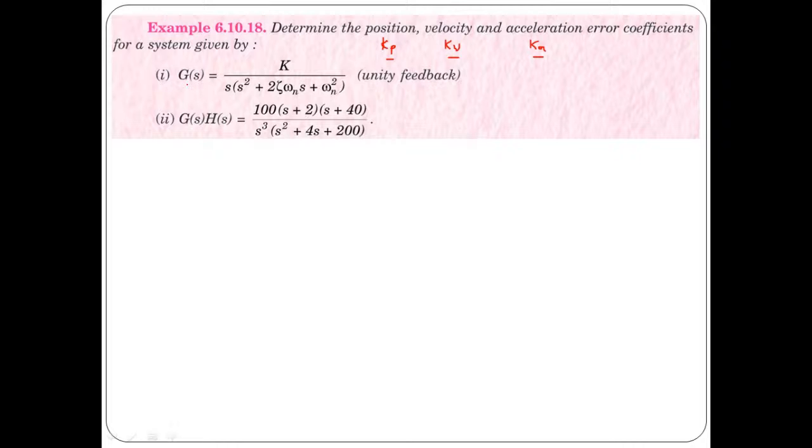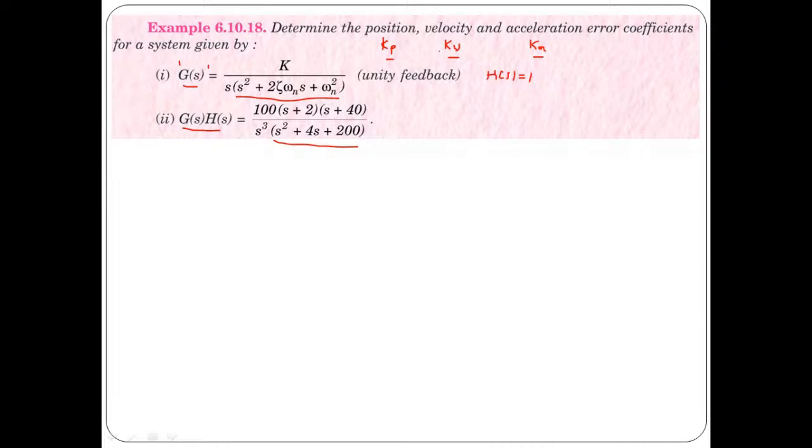So here we have G of s, and here it is mentioned that it is a unity feedback system, hence the value of H of s is going to be 1. So if you simply take the product of forward path gain and feedback path gain, it is going to be G of s into H of s, which is K whole divided by s in bracket s square plus twice zeta omega n s plus omega n square. That's it. And second is the open loop transfer function of the system, G of s into H of s equals 100 in bracket s plus 2 s plus 40, whole divided by s cube in bracket s square plus 4s plus 200.